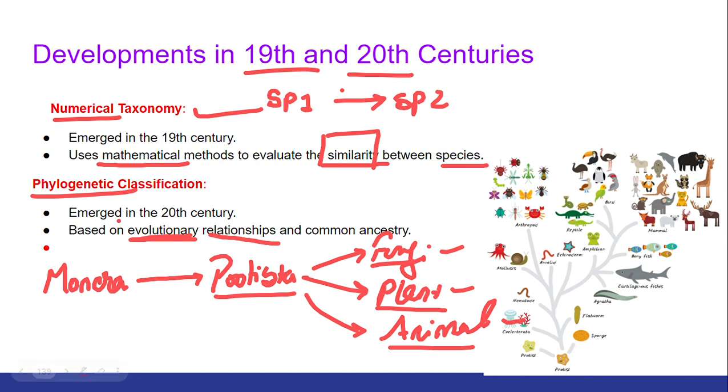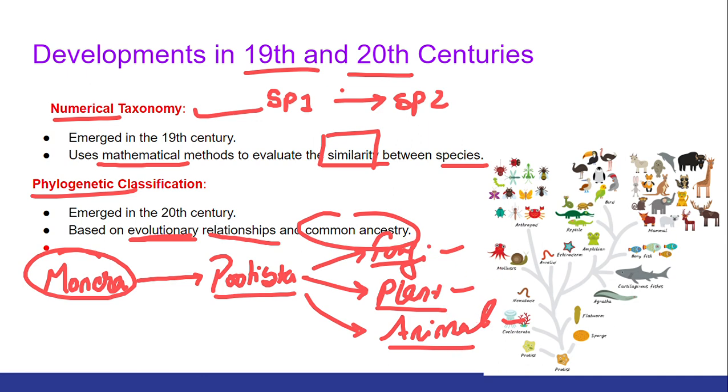So this is the evolutionary relationship. How Monera is related to Protista, Protista is related to fungi, plants and animals, right? So this we call an evolutionary relationship. We have a common ancestor. I can find Monera is the common ancestor for the particular organisms, for example, Protista, fungi, plants and animals.